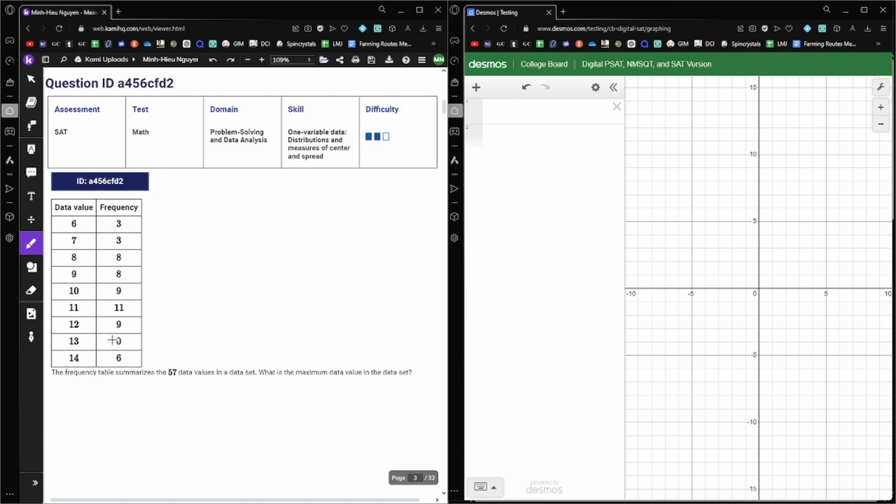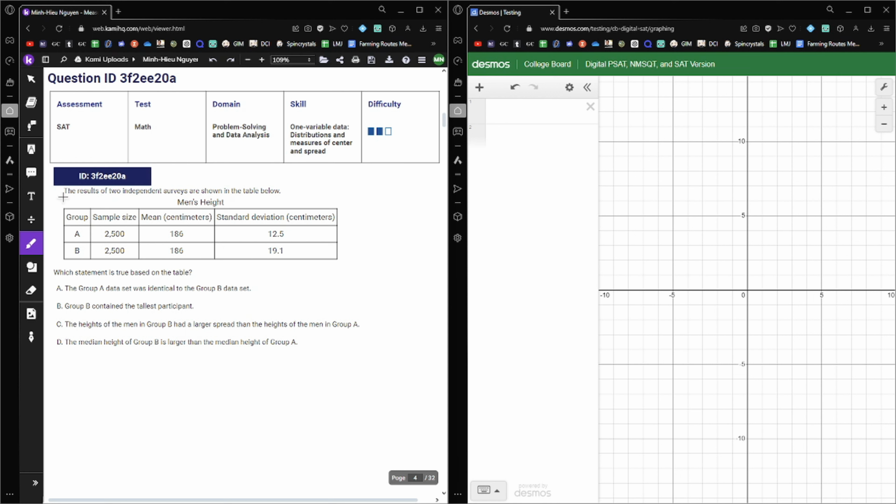Question number 3. The frequency table summarizes the 57 data values in a dataset. What is the maximum data value in the dataset? Alright, this one's going to be really easy. All we have to do is find the highest data value. So here are our data values, and we'll just look for the biggest number. And the biggest number is 14, so our answer is literally just 14.